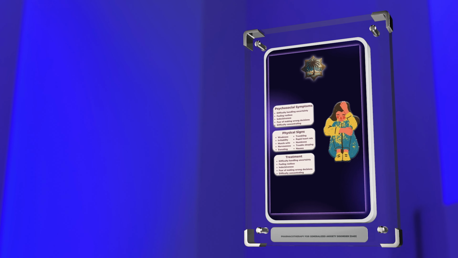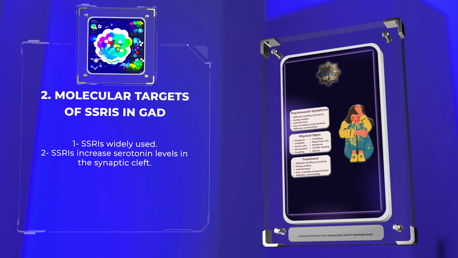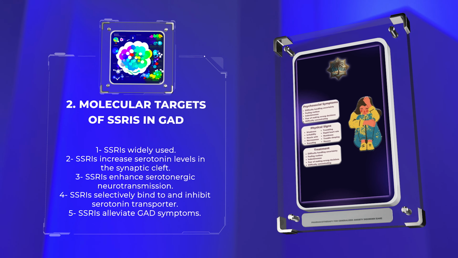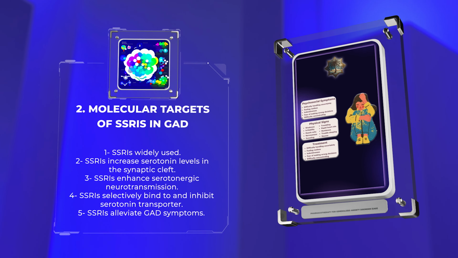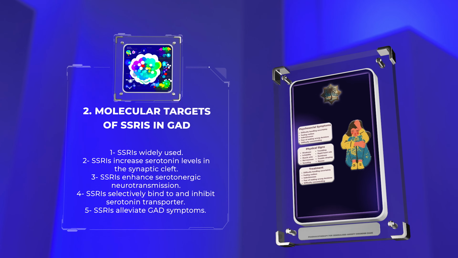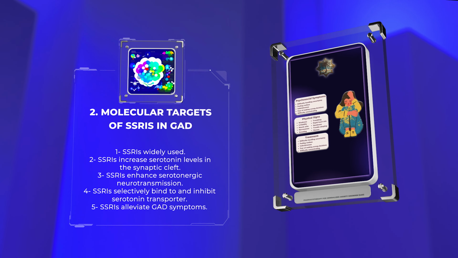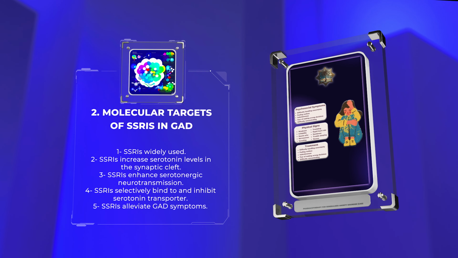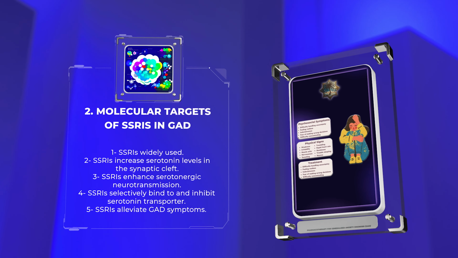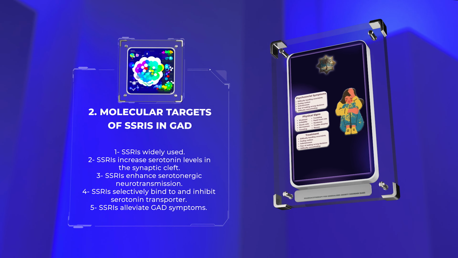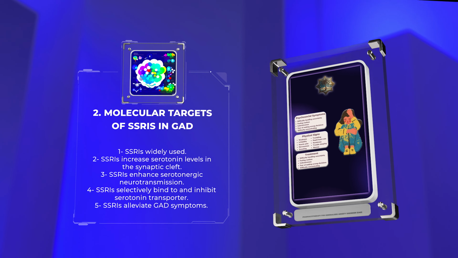Selective serotonin reuptake inhibitors, SSRIs, are widely used as first-line treatment for GAD. These medications primarily work by increasing serotonin levels in the synaptic cleft, thus enhancing serotonergic neurotransmission. SSRIs selectively bind to and inhibit the serotonin transporter, preventing the reuptake of serotonin. This leads to increased serotonin availability in the brain, which can alleviate GAD symptoms.